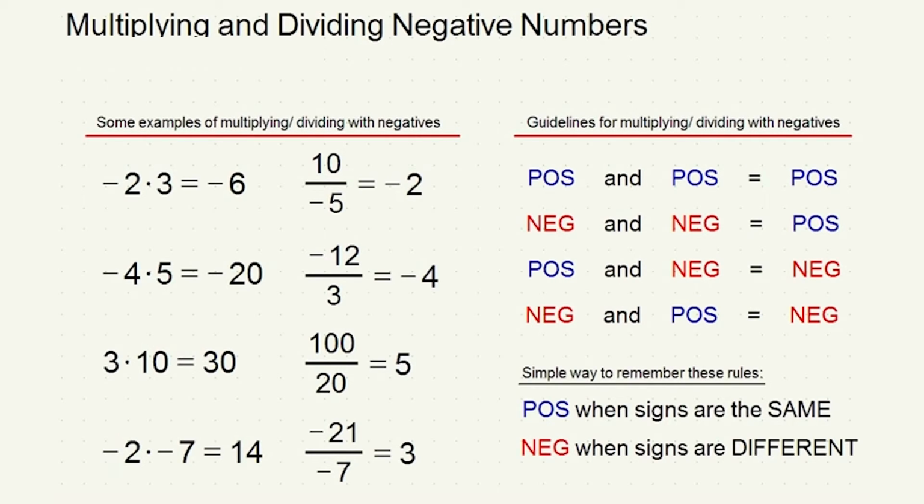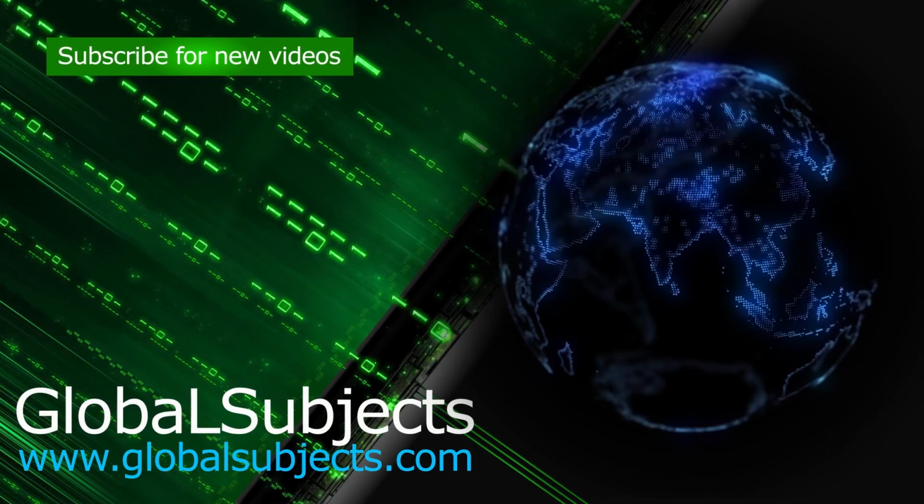When the two signs that you're putting together are the same, the result's going to be positive. So, for example, a positive and a positive make a positive. A negative and a negative also make a positive. On the other hand, when the two signs that you're putting together are different, the result's going to be negative. That would be positive and negative make a negative, and negative and a positive make a negative. And that basically sums it up.